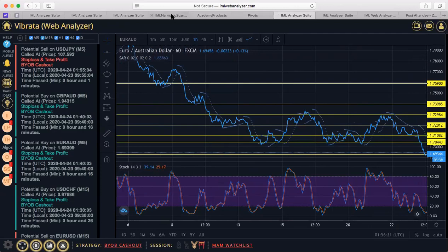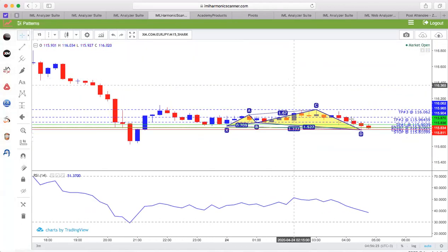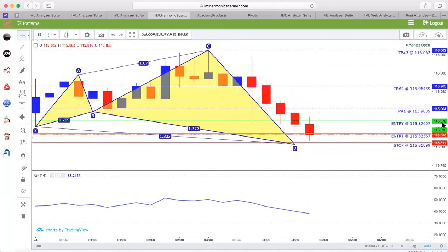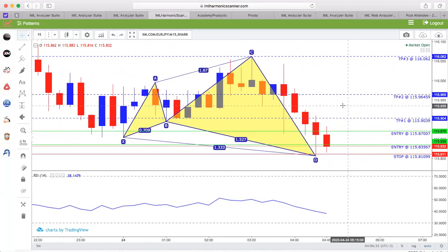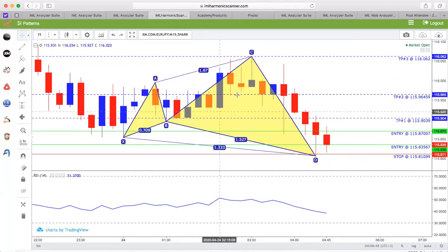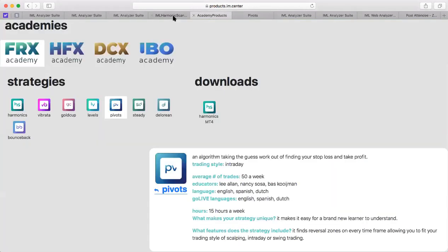But really quickly, if I come to my harmonic scanner, this is your homework for the weekend, guys. I want you to be able to take advantage of us using these products. I just pulled the pivots up. Now I'm gonna give you a harmonic scanner trade, okay? This harmonic scanner just identifies harmonic patterns in the market. It's not giving you a trade.